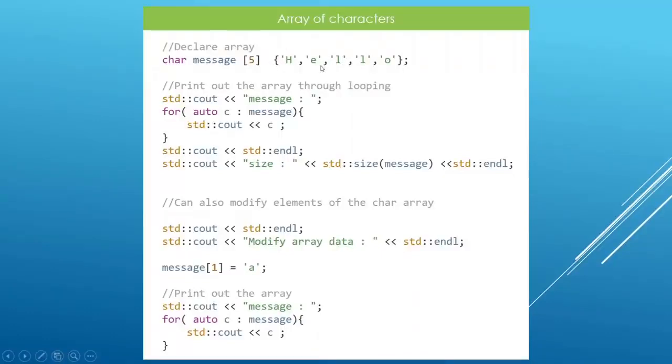If we want to print it out, we can loop like we loop through any other array. In this case, we're going to be using a range-based for loop. We say for auto c, we pass the message, and then we're going to be printing each character in the message. And if we do this, we're going to see hello printed out on the console.